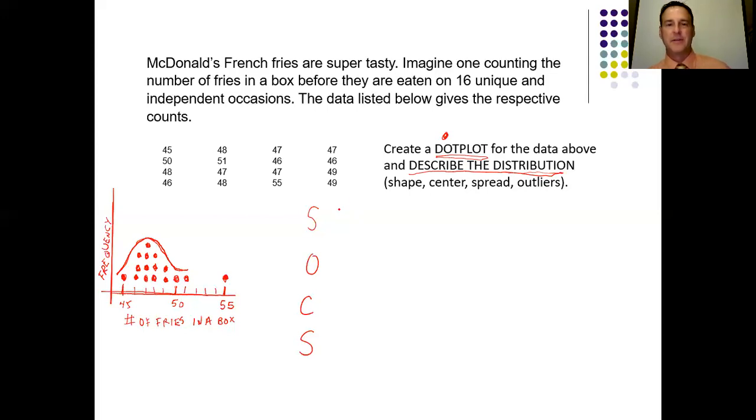So I will say the distribution of French fries in a box is approximately normal.